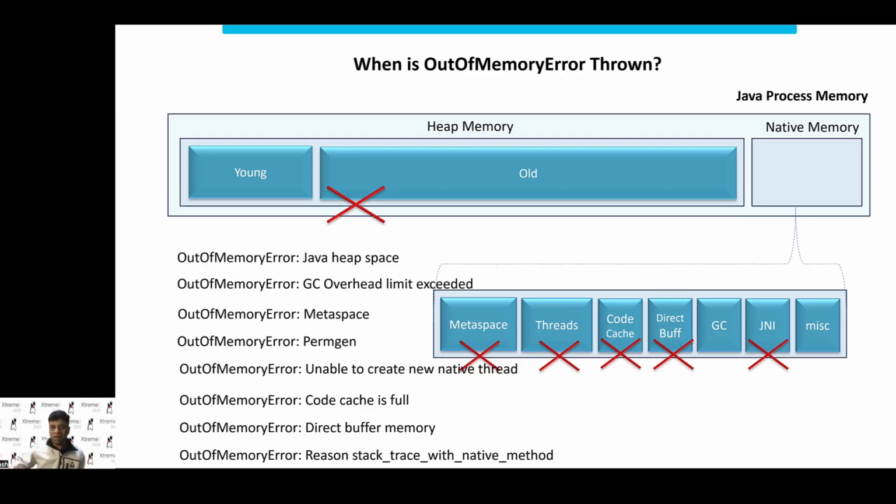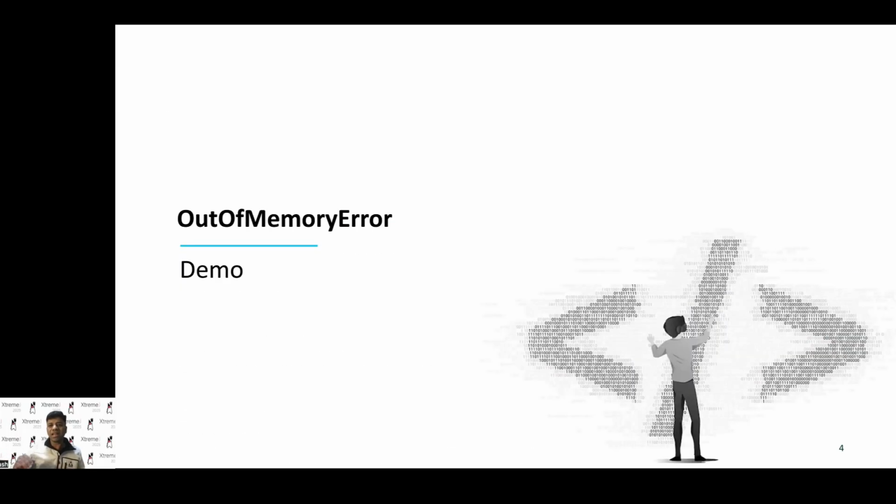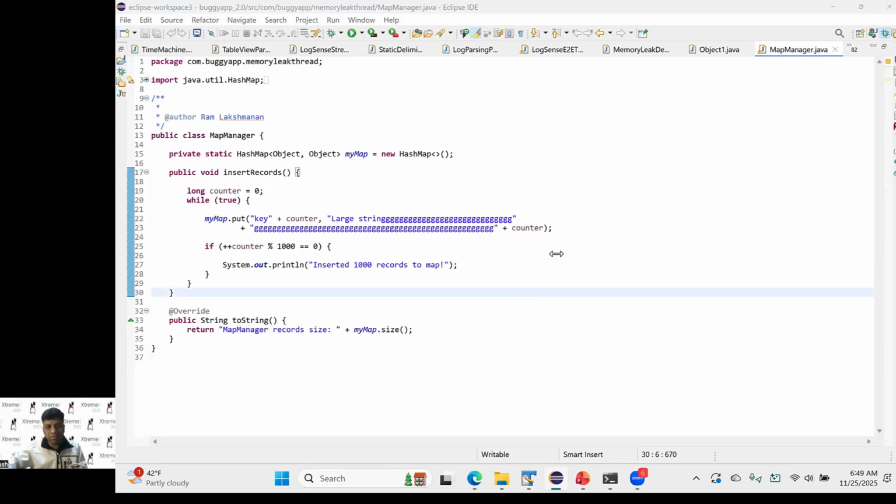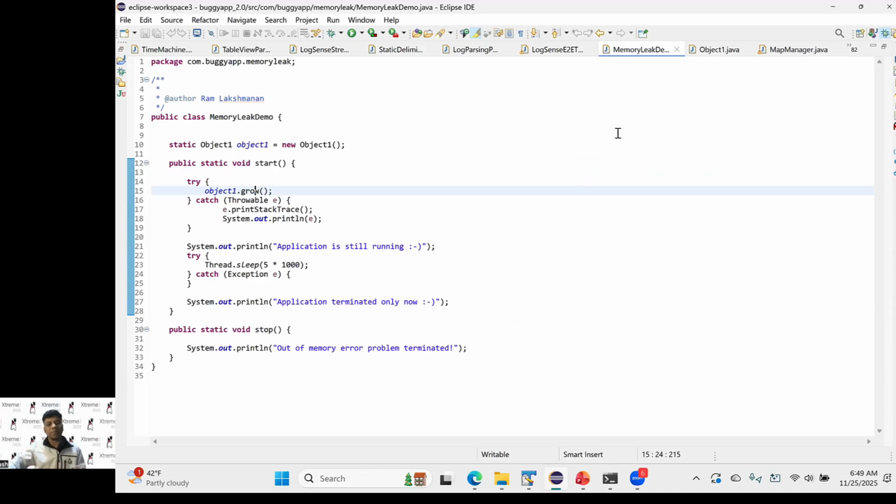Okay. So now, friends, let's have a quick demo of how to simulate an out of memory error. For this, I have put together a sample program. This is the most typical and the most common type of out of memory error. Okay, so friends, this is a sample code. I hope everyone is able to see my screen, my Eclipse IDE.